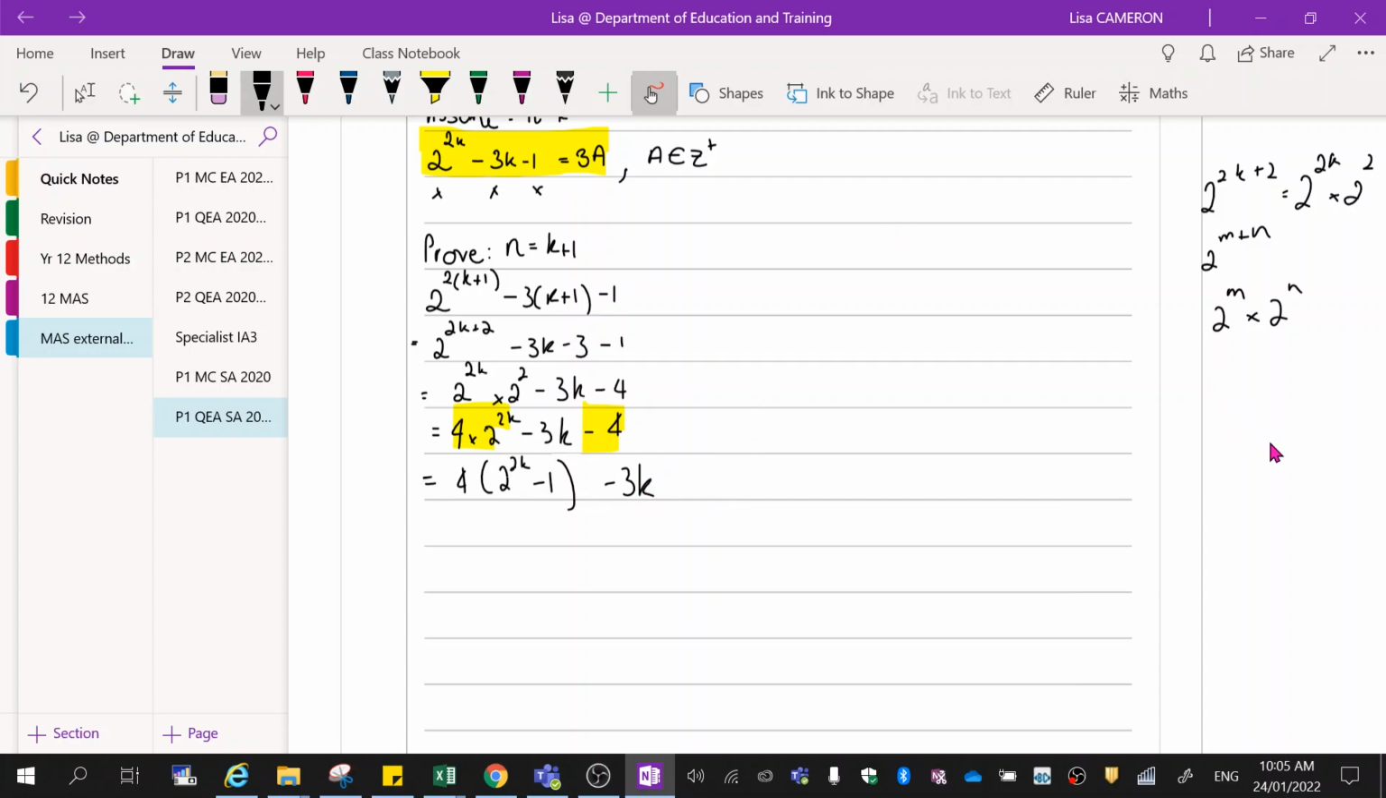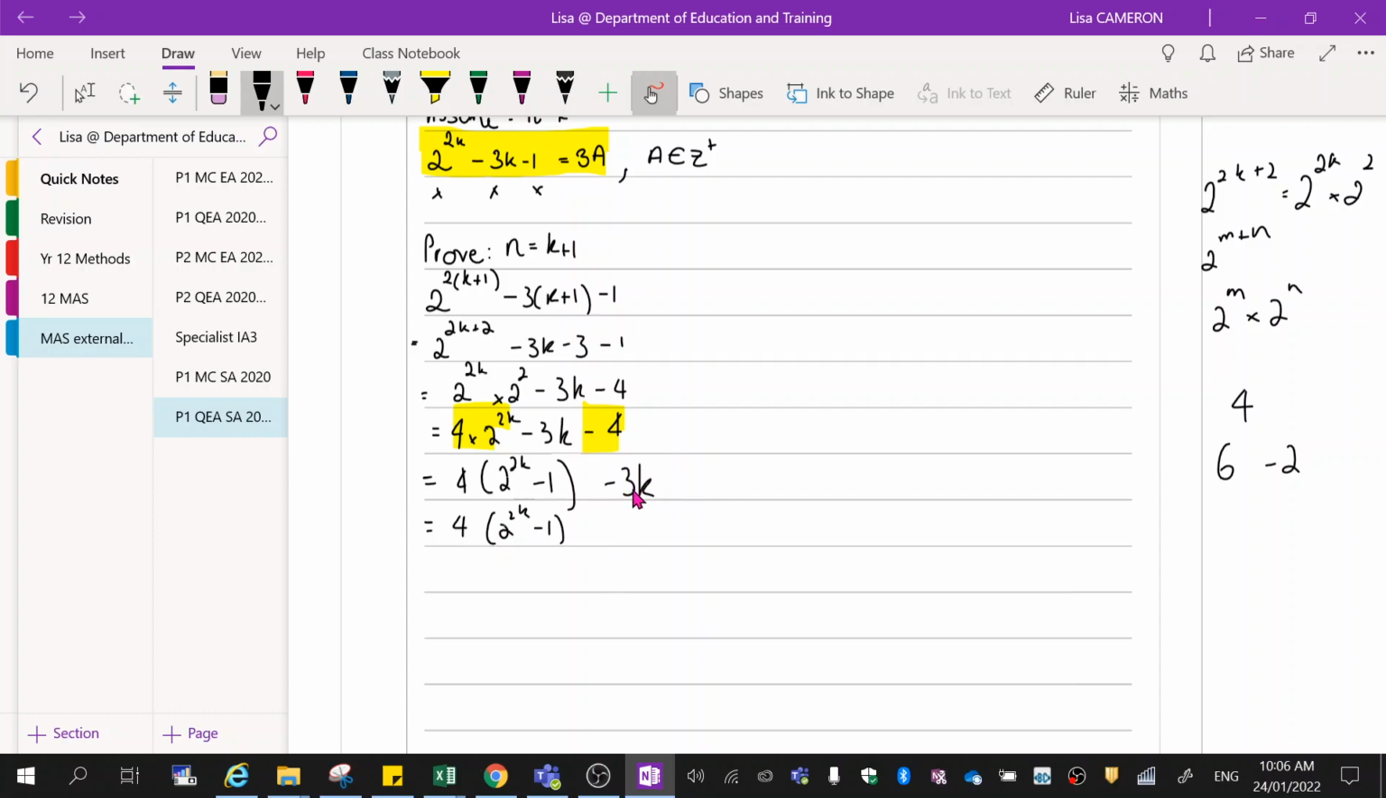Because remember, if I start with like 4 bananas, I can really say that I had 6 and I lost 2. That is the same as saying 4. It's just a different way of saying it. So here's what we're going to do. 4, 2 to the power of 2k minus 1.